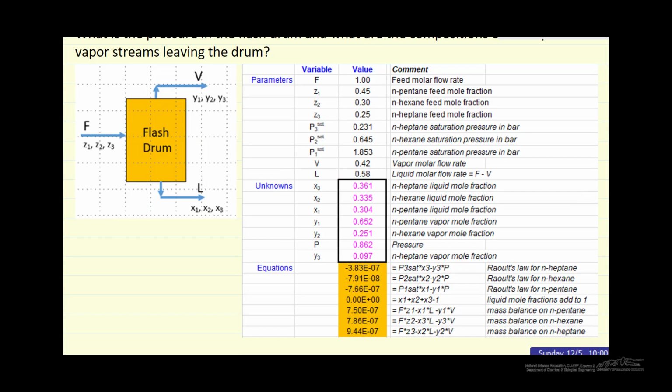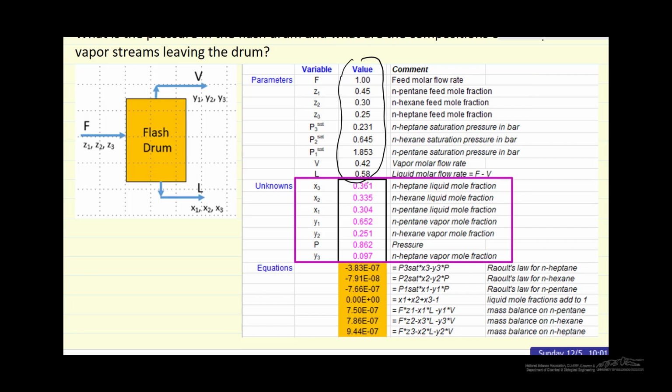So the parameters that are given are listed here. Feed flow rate, which we just fixed as 1, mole fractions of the feed, saturation pressure, and then the molar flow rates of the vapor and the liquid. The unknowns are indicated in purple.